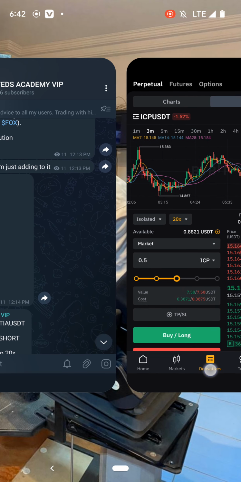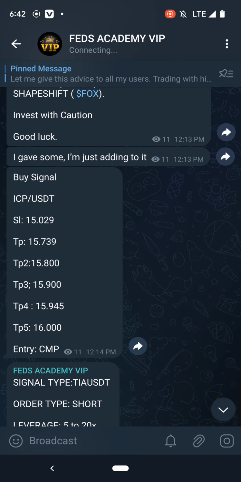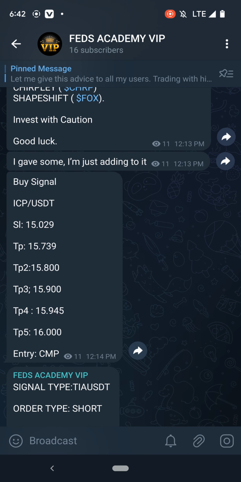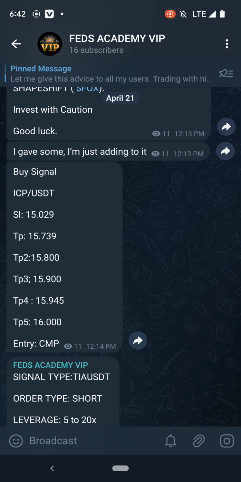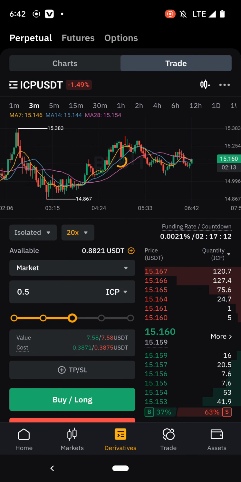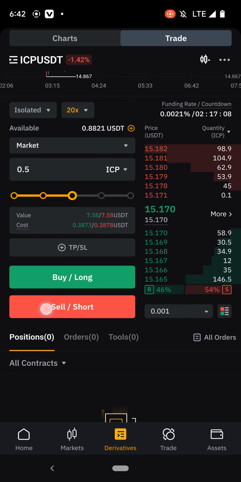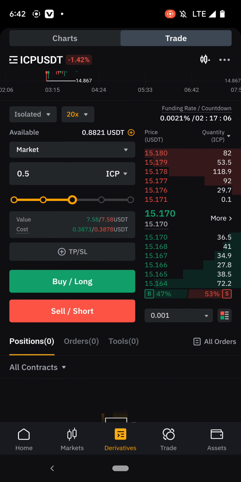You now check the signal to see if they are asking you to buy or sell, because that's the most important thing. They say buy signal. Look at it here, they said buy signal. So I'll simply come here. You see buy and you see sell. So it is a buy signal. Sometimes you don't see buy and sell, you see short and long. Long means to buy, while short means to sell.